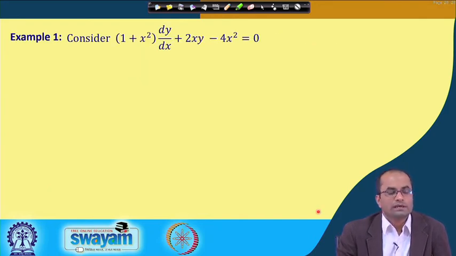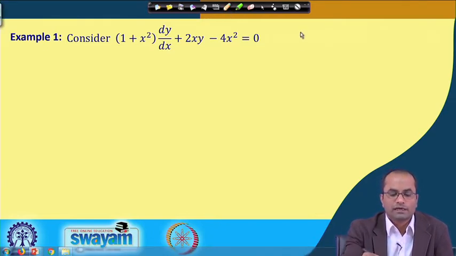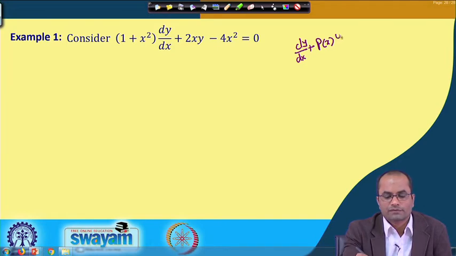Going through the example here, example number 1, we consider (1 plus x square) dy over dx plus 2xy minus 4x square is equal to 0. First we have to put it into the form which we have discussed. The standard form we usually consider is dy over dx plus p(x) into y is equal to q(x).